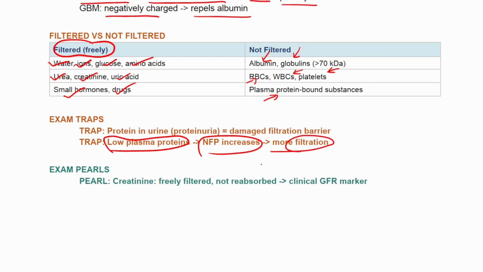Another vital trap is identifying protein in the urine, known as proteinuria. The presence of protein in the urine is never a normal secretion event, but rather serves as a major red flag indicating physical or electrostatic damage to the triple-layered filtration barrier itself.